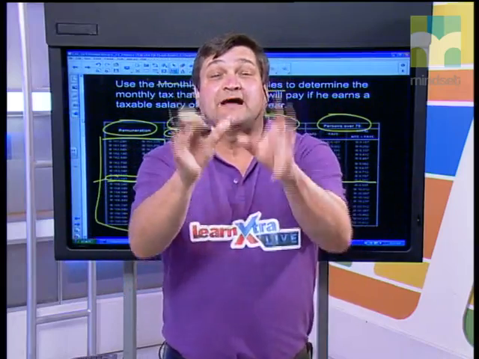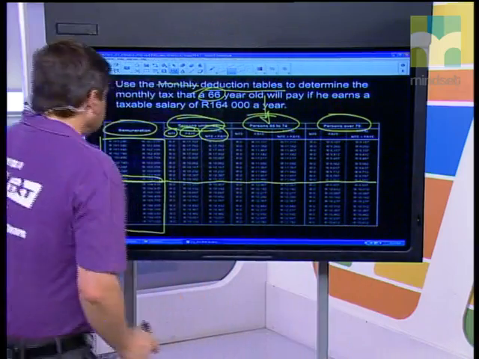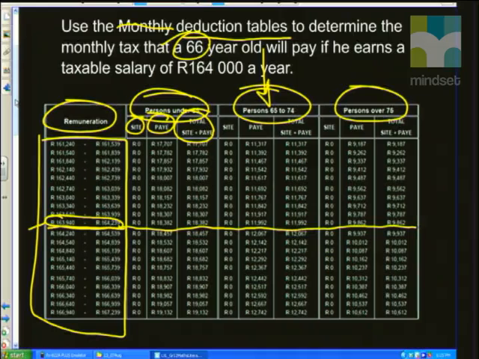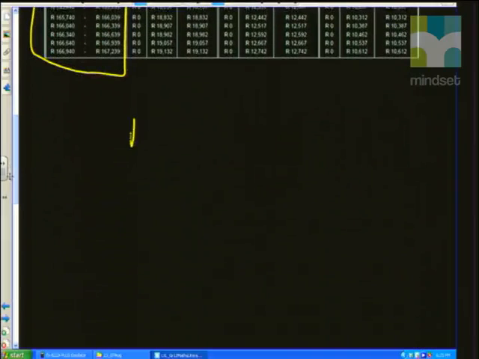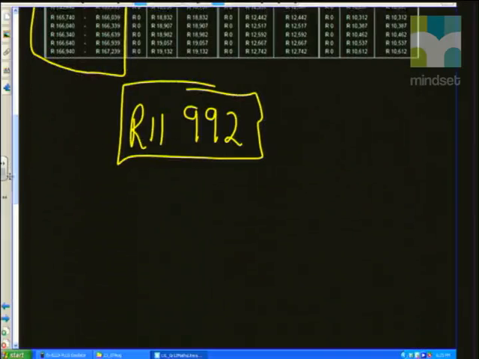We're just worrying about the pay as you earn. Okay, so here we go, and pay as you earn stops at this figure, 11,992 rand. So this person pays 11,992 rand a year tax. If I'm wanting to know how much does this person pay every month, Lloyd, what would I do?